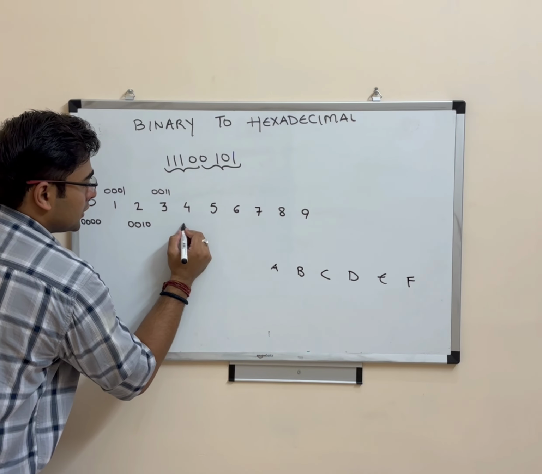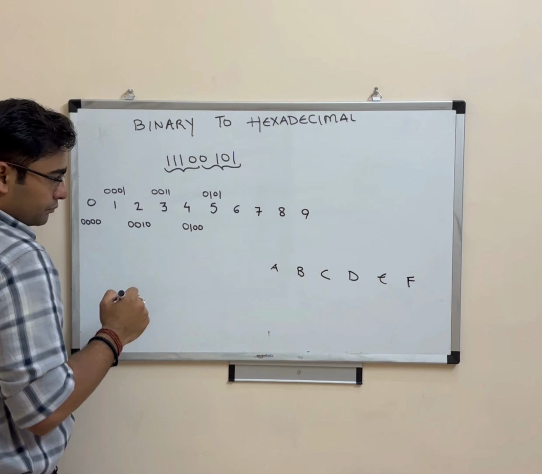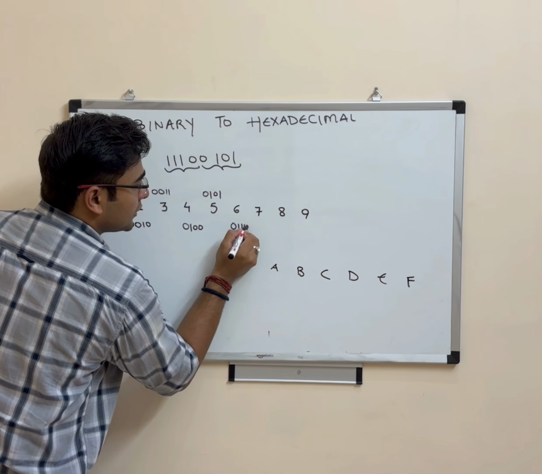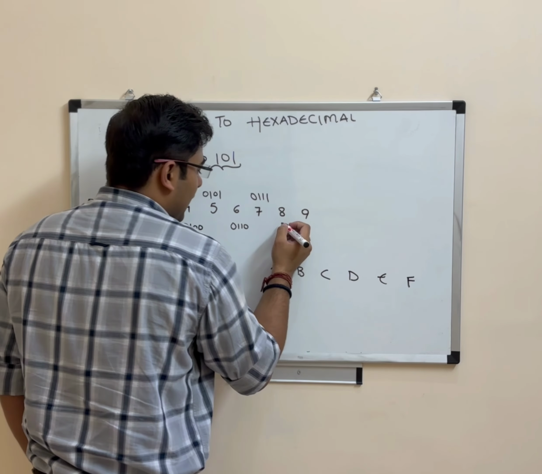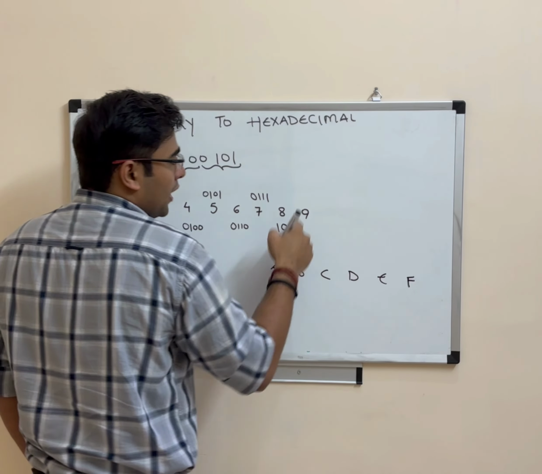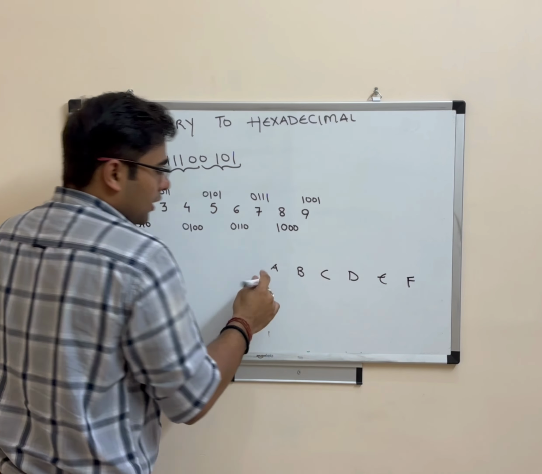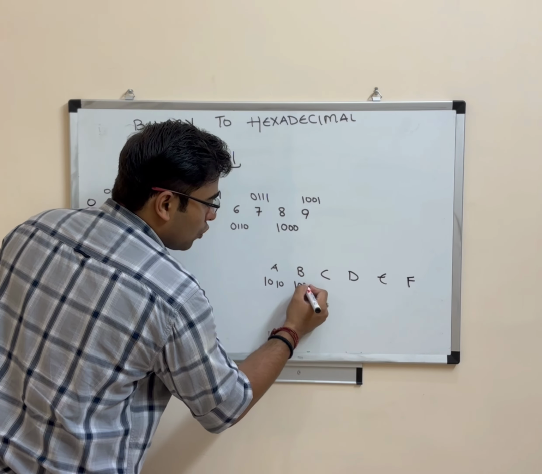Now 4 would be 0 1 0 0. Now 0 1 0 1. Now 0 1 1 0. Now 0 1 1 1. Again I'll write 1 0 0 0, and now 1 0 0 1. Now A I'll write as 1 0 1 0. B would be 1 0 1 1.